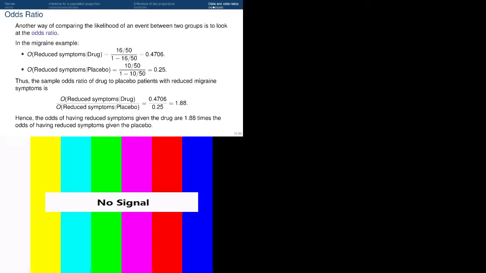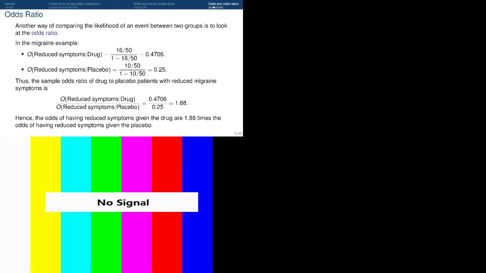Now we can use odds of 2 different events, and we can compare those odds using an odds ratio. Where we looked at the scenario where we conditioned on someone taking the drug, this odds of having reduced symptoms given they took the drug is looking at the first row of the table.